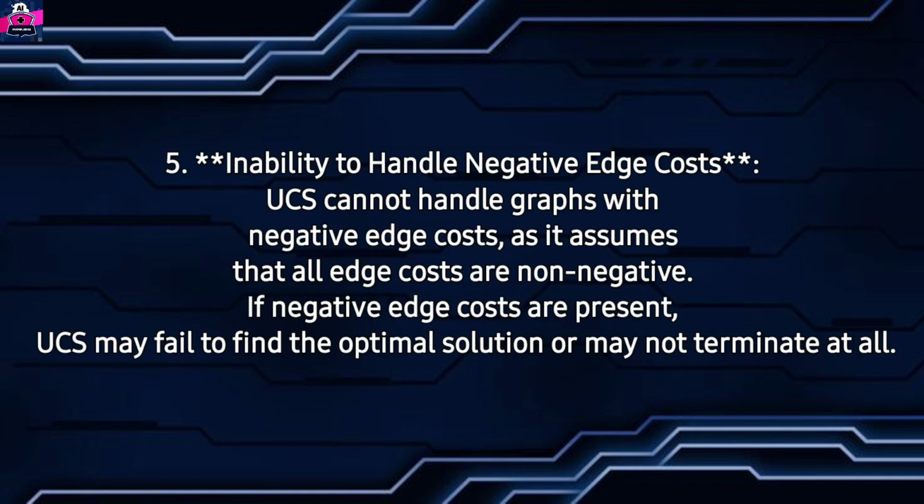5. Inability to handle negative edge costs. UCS cannot handle graphs with negative edge costs, as it assumes that all edge costs are non-negative. If negative edge costs are present, UCS may fail to find the optimal solution or may not terminate at all.